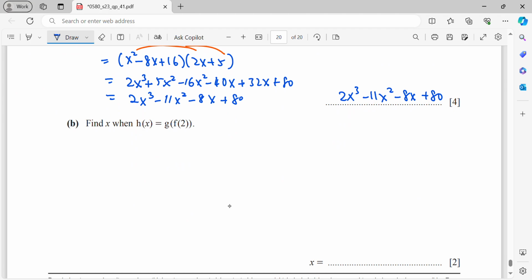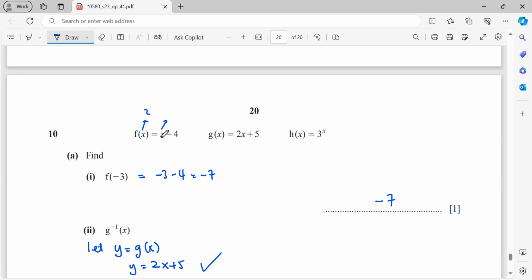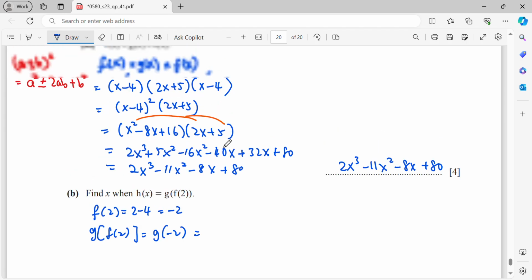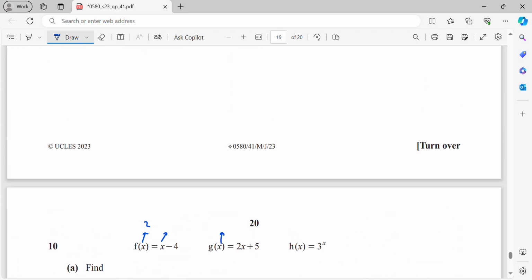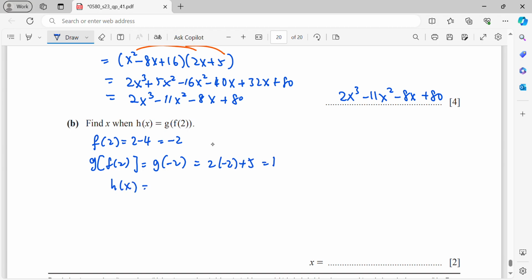Okay, part B. Find x when h(x) equals g(f(2)). Now I need to find out what my f(2) is first. For my f(2), you just need to replace the x by 2. So I will get 2 minus 4, which is minus 2. So now g(f(2)) will be g of minus 2, which is, you replace the x by minus 2 now. So I get 2 times minus 2 plus 5. That will be 1.